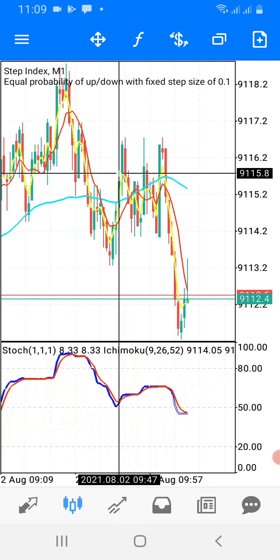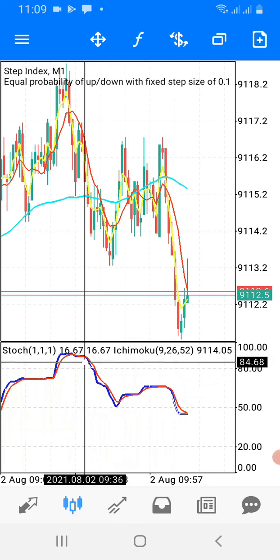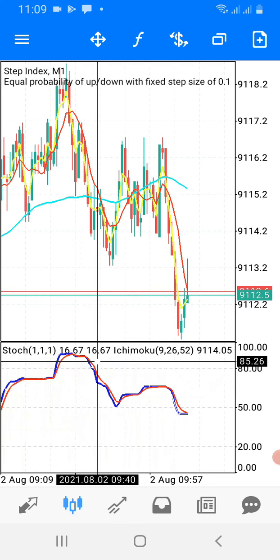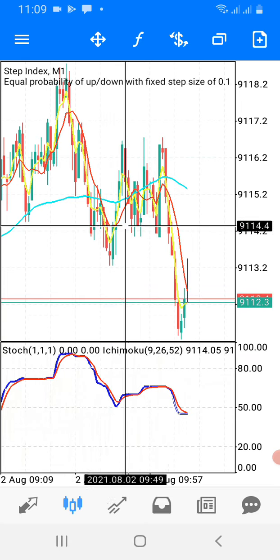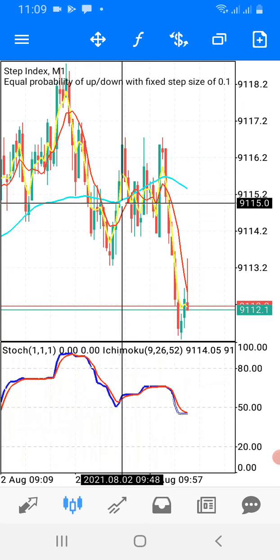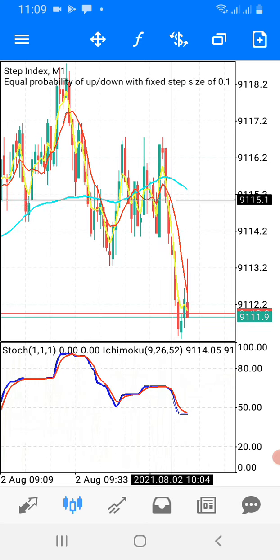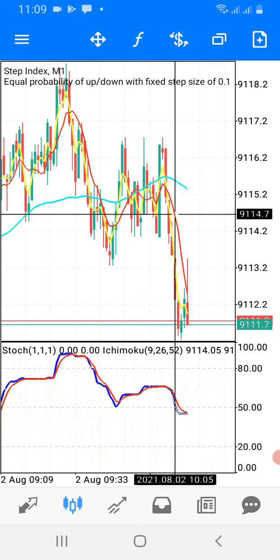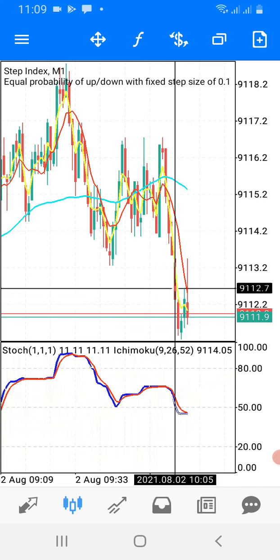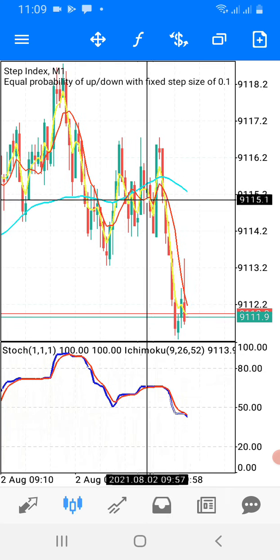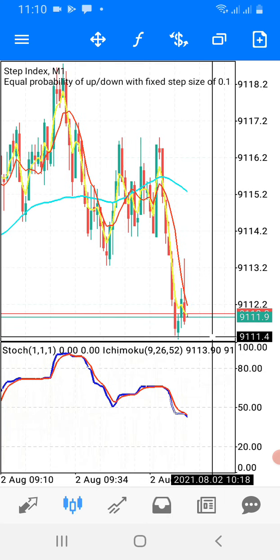Usually when you enter this kind of market, you see it at the overbought level. Then it crossed above here. Then the red moving average is above the yellow moving average. Guys, you enter the market and take your profit.